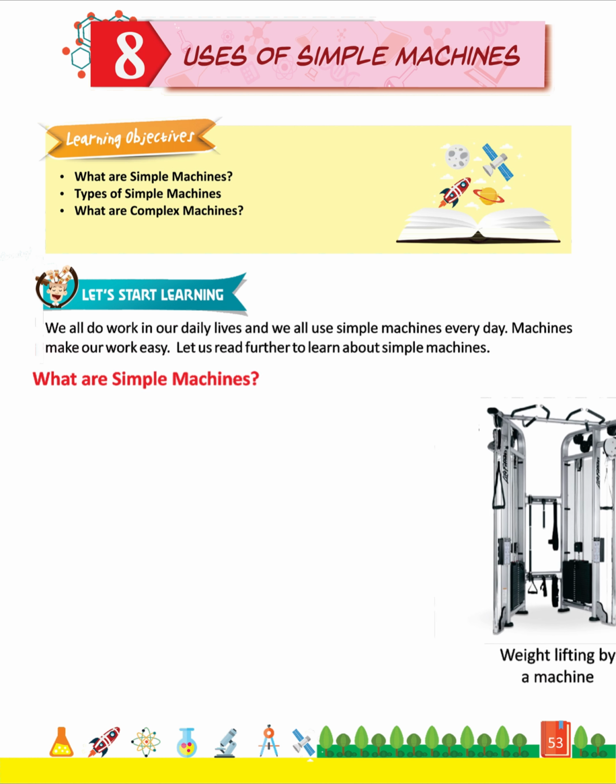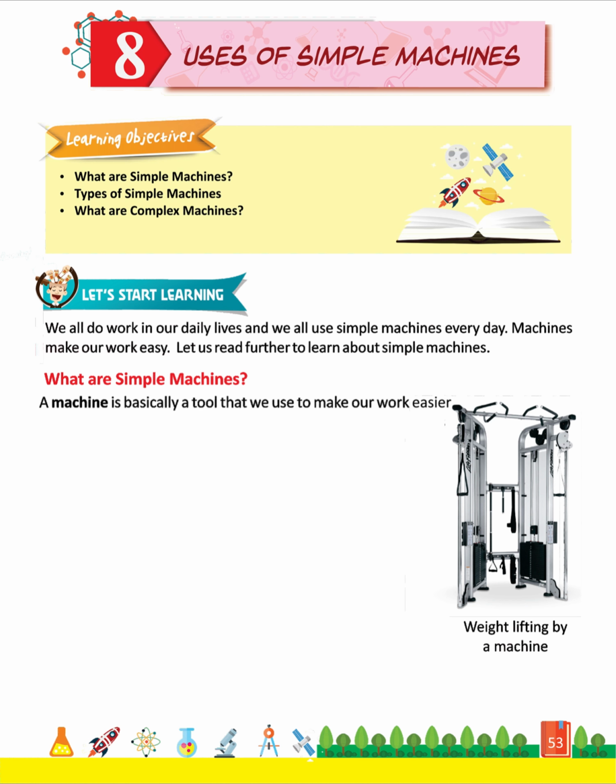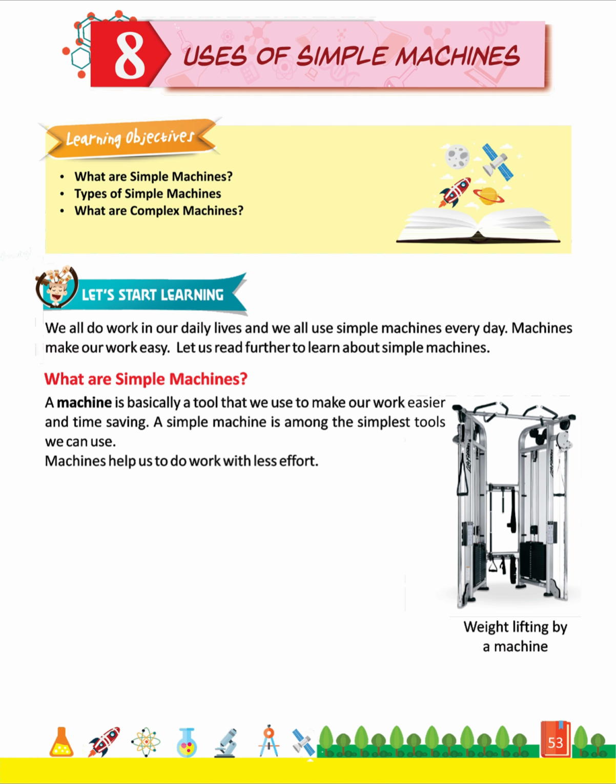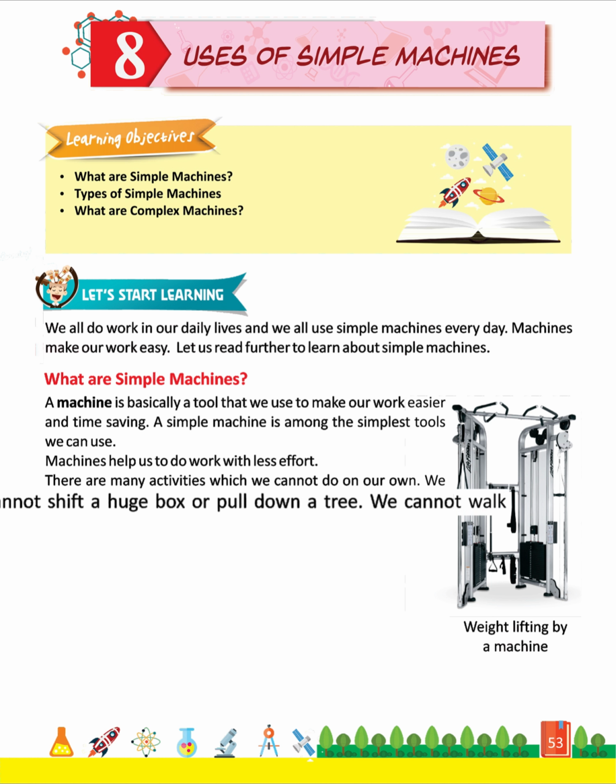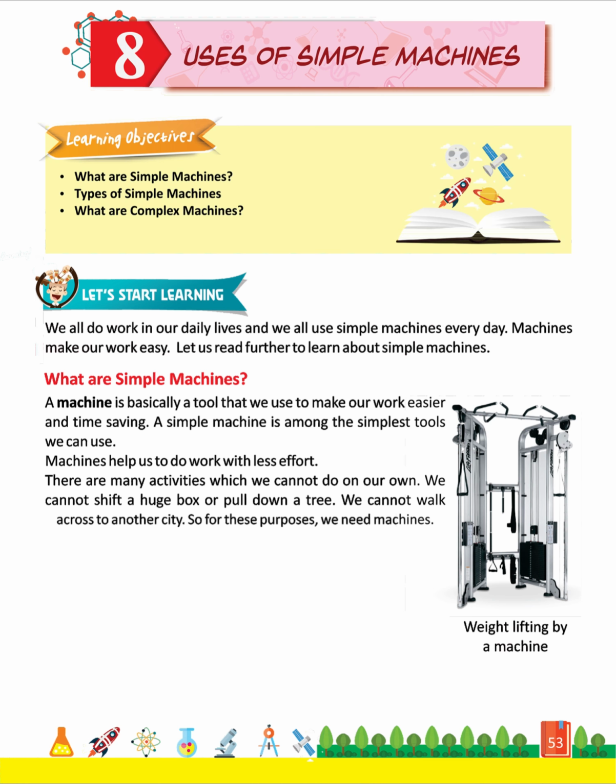What are simple machines? A machine is basically a tool that we use to make our work easier and time saving. A simple machine is among the simplest tools we can use. Machines help us to do work with less effort. There are many activities which we cannot do on our own. We cannot shift a huge box or pull down a tree. We cannot walk across to another city. So for these purposes, we need machines.